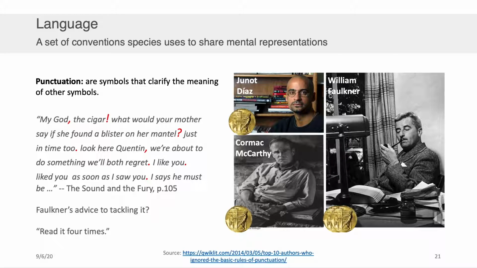So let's go through it once more just to highlight. My God, the cigar. What would your mother say if she found a blister on her mantle? Just in time to. Look here, Quentin. We're about to do something we'll both regret. I like you. Liked you as soon as I saw you. I says he must be.